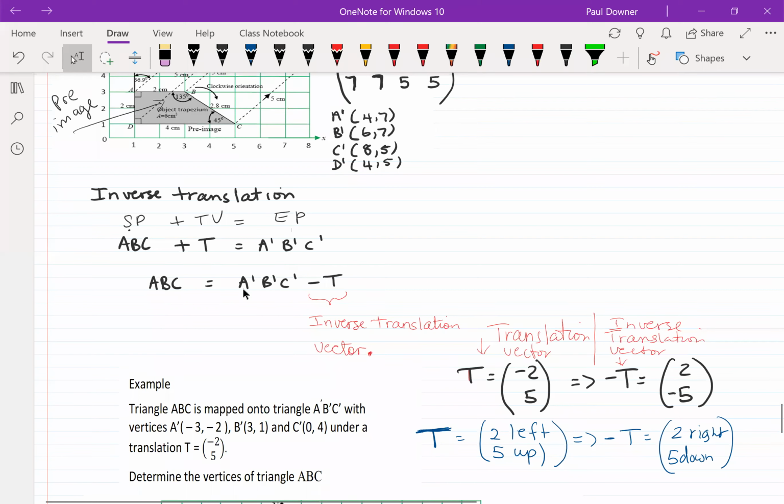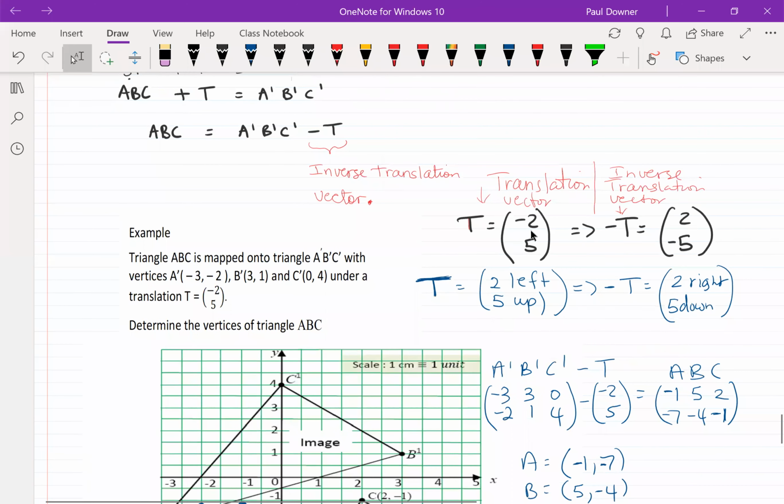That is to say, if I have these image points, to get back to this object point, I have to subtract the original translation vector. And minus the original translation vector is known as the inverse translation vector. Good? So if I started off with a translation vector of minus 2, 5, which means move each point 2 to the left, that minus means 2 to the left, and then 5 up, then the inverse translation vector, which would take the image points back to the object, is given by minus T.